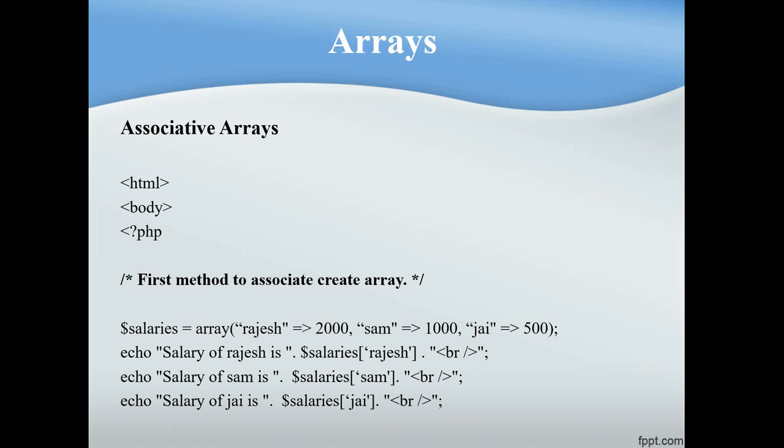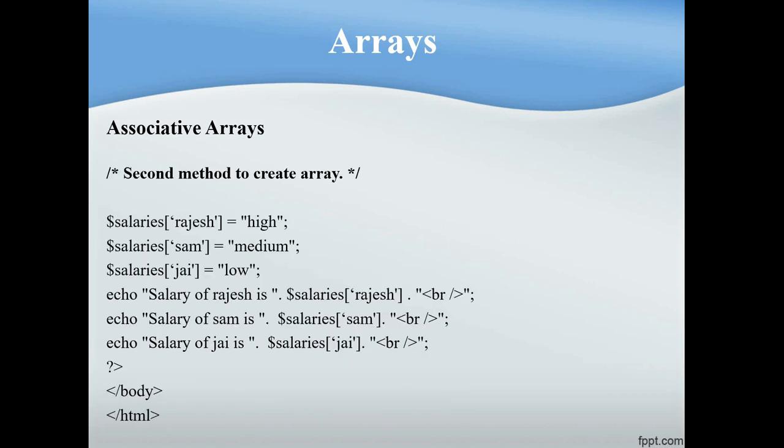And then I am printing the salaries of the particular persons by $salaries['Rajesh']. So by giving the key, we can get the value. So like that, Sam's and J's salary will be printed. So this is one way to initialize the associative array.